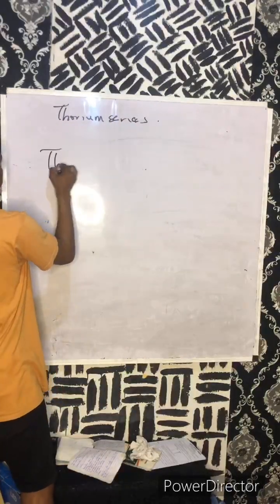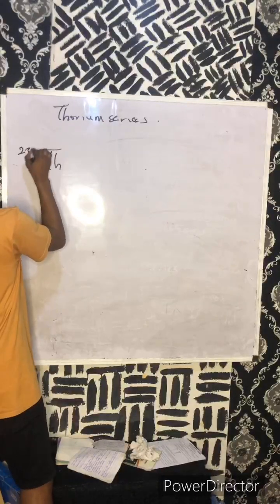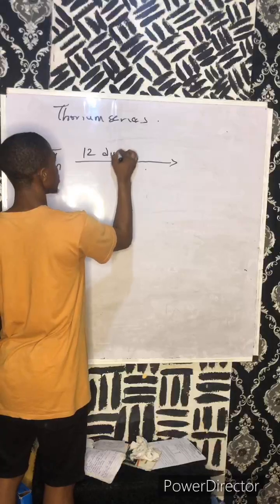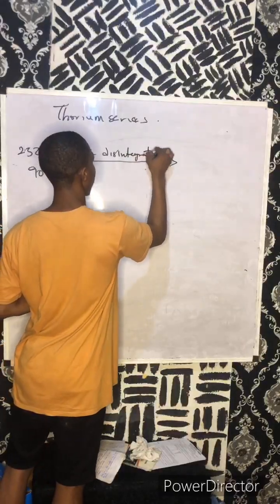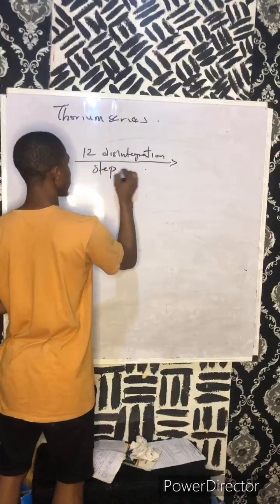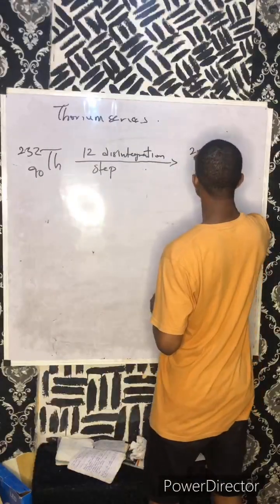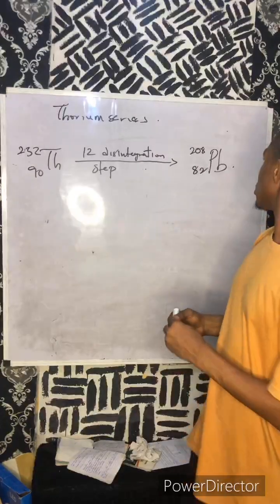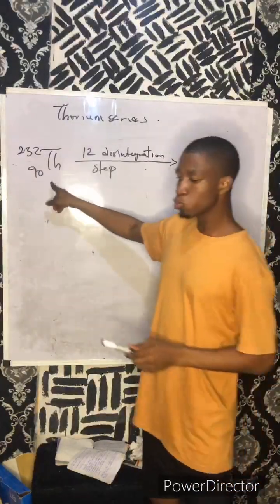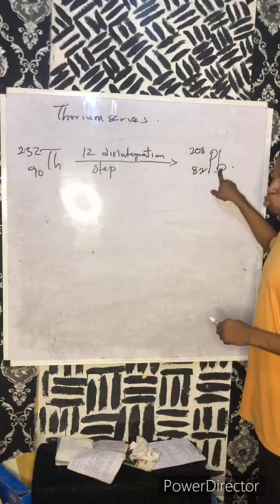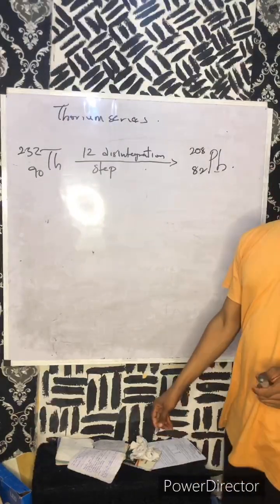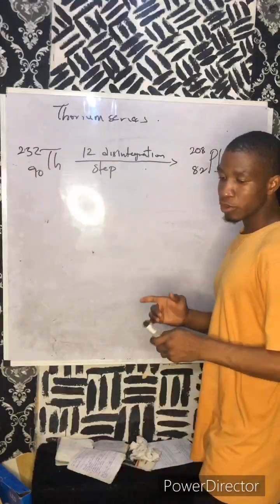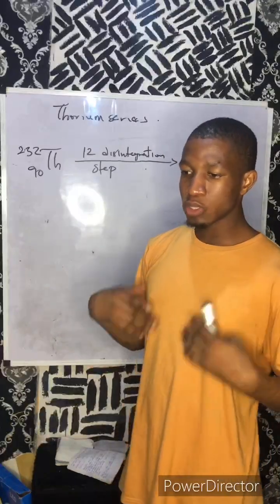So thorium-232 (90) will undergo 12 disintegration steps to give us lead-208 (82). That's the stable product. Thorium will undergo 12 disintegration steps until lead-208 is formed. Now let's look at how we can do that. In the process of disintegration, don't forget, particles will be emitted.